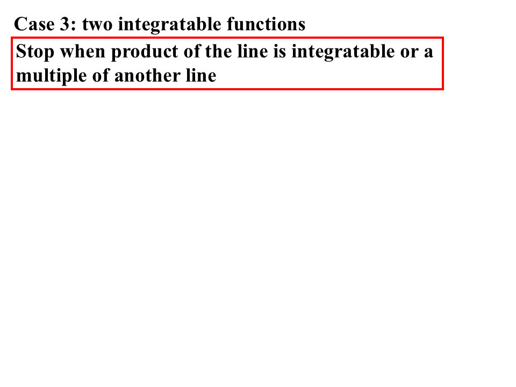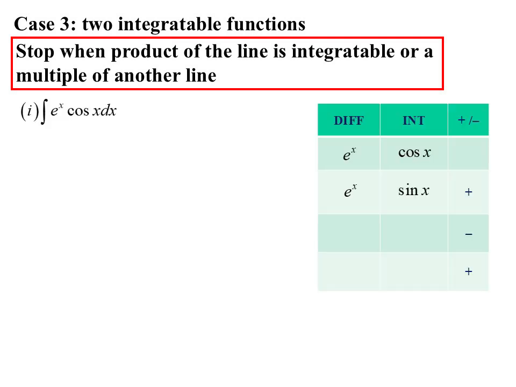I'm going to stop when the product of the line is integratable, or if it's simply a multiple of some other line that I've already got, usually the first line. And remember this one, e to the x cos x. Okay, let's differentiate e to the x sine x. So, alright, there's the first bit. I know I've got that. I'll go again. E to the x cos x. Hang on, I've got a multiple of the first line. So, alright, that's where I'll stop.